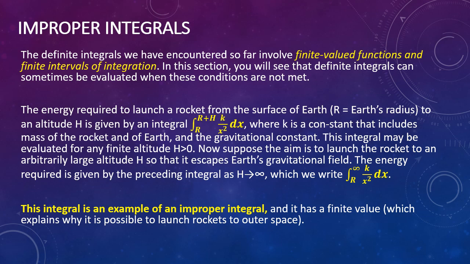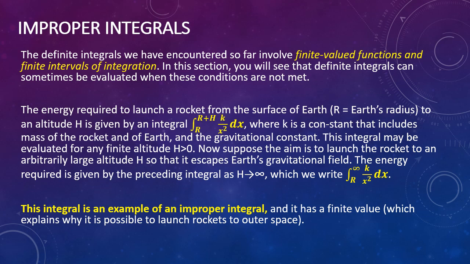The energy required to launch a rocket from the surface of the Earth, with the Earth radius equal to uppercase R, to an altitude of h, is given by the integral from R to R plus h of k over x squared dx, where k is a constant that includes the mass of the rocket and of the Earth, and the gravitational constant. This integral may be evaluated for any finite altitude where h is greater than 0.